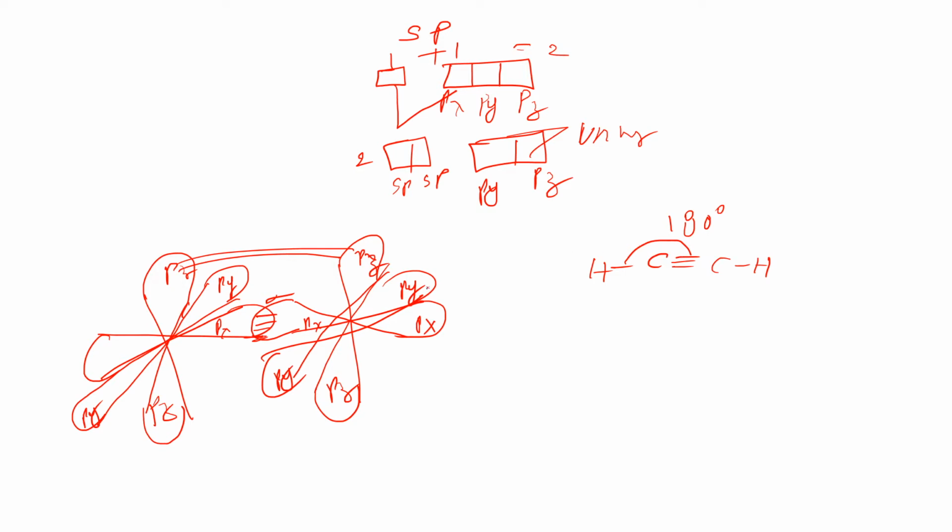As a result, you can see such a kind of structure, and one sigma bond and two pi bonds are formed. So this is one pi bond, and next is another pi bond, the py and the py. So in total two pi bonds and one sigma bond will be formed.